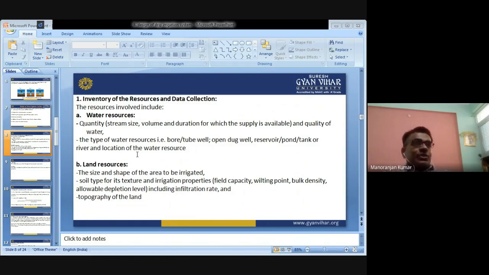Second is the land resources. Okay, so in the land resources, we should know what is the size and what is the shape of the area to be irrigated, and soil type for its texture and irrigation properties like field capacity, wilting point, bulk density, allowable depletion level, including infiltration rate, etc., or topography of the land. Okay. So this is the third one.